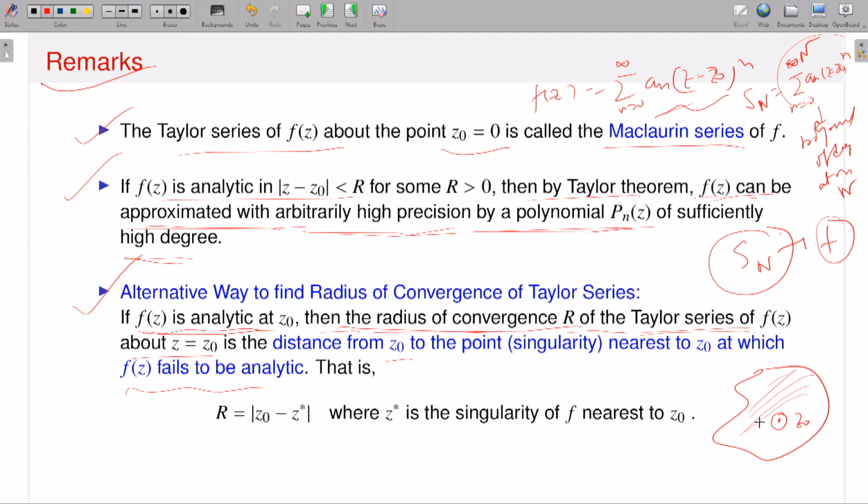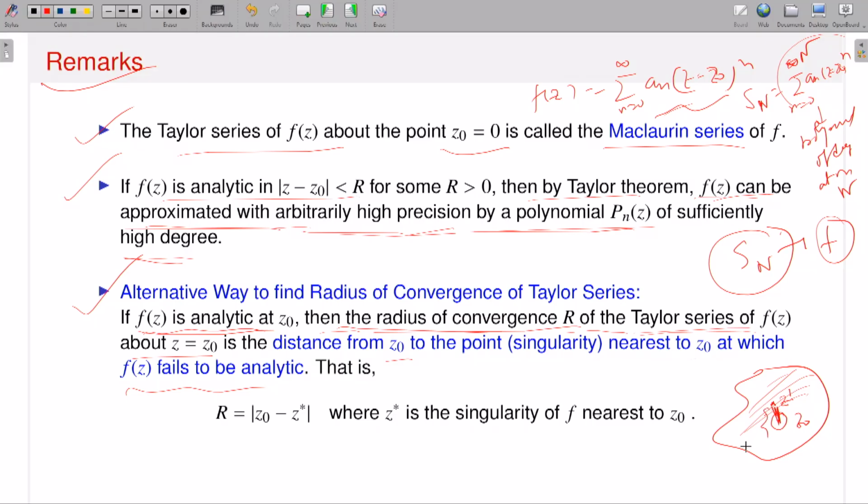You can guess the radius of convergence. It says that you check the nearby point around the point z0 where you have maximum analyticity. That means you should find the nearest point, say z prime, where my function loses analyticity. Suppose my point here is z prime where my function loses analyticity, that means there is a singularity. If I take the distance from z0 to z prime, this is the distance.